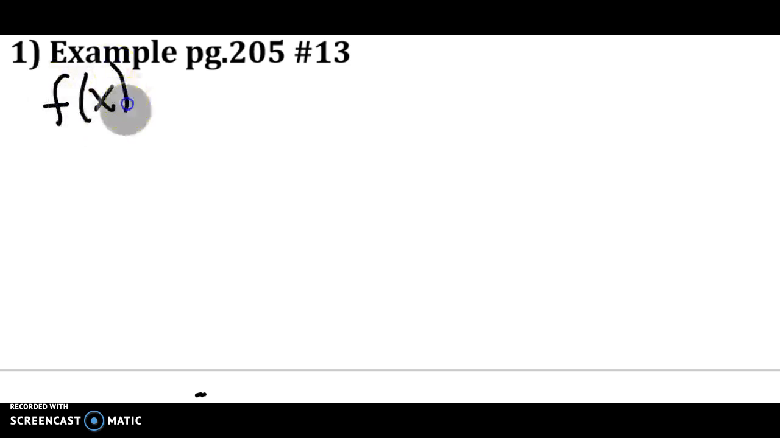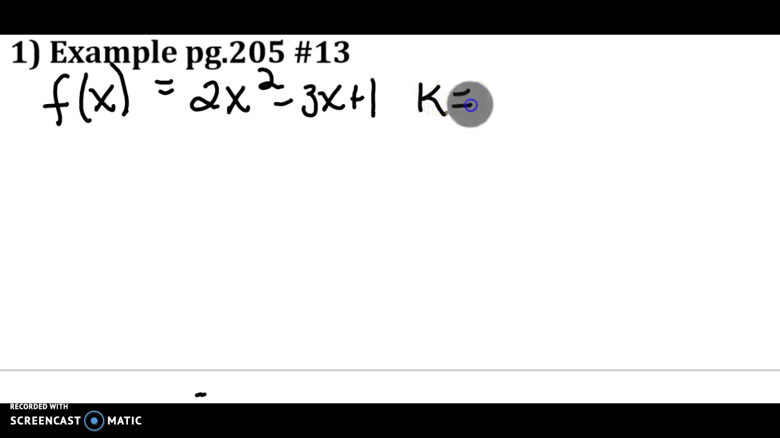of x is equal to 2x squared minus 3x plus 1, and they give us a value of k of 2. Now where that k comes from is the idea that we may have a factor of x minus k that we're trying to divide into the polynomial, and we want to know what the remainder is. There's a shortcut for that.